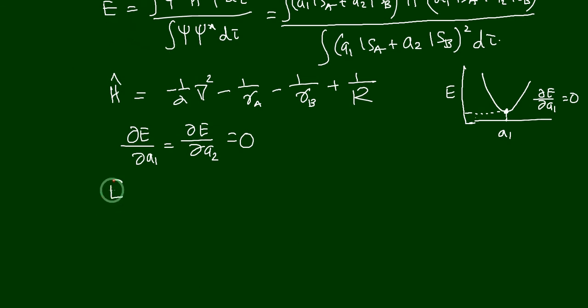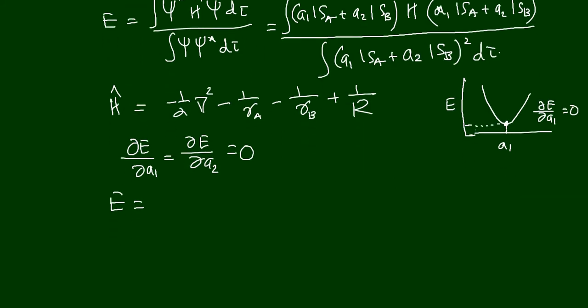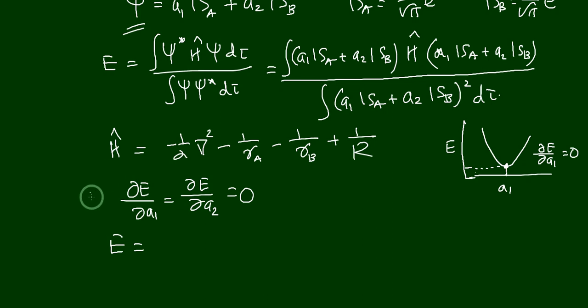Therefore, E is equal to, I have already given the expression for E here. E is equal to integral psi H cap psi divided by integral psi square d tau. I am going to expand that. When I expand that, that is a1 square E is equal to a1 square integral 1s a H cap 1s a d tau.